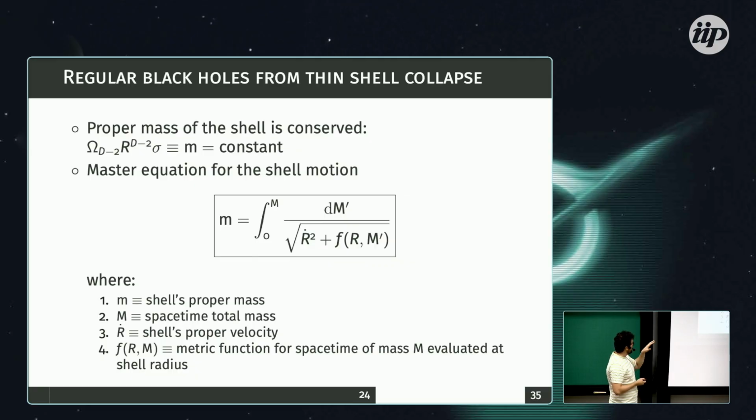This is some kind of integro-differential equation. The details are not so important. You get the shell's proper mass, the space-time total mass that appears here in the integral, and everything depends on the metric function for whatever theory you are doing this in. And you have to solve for r of tau.